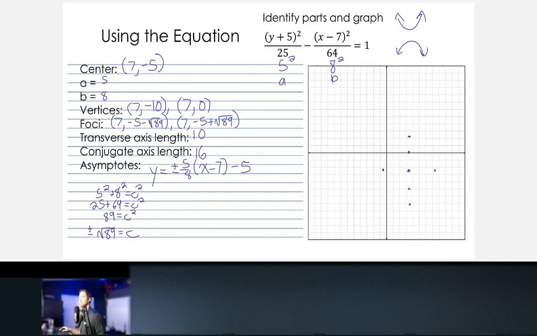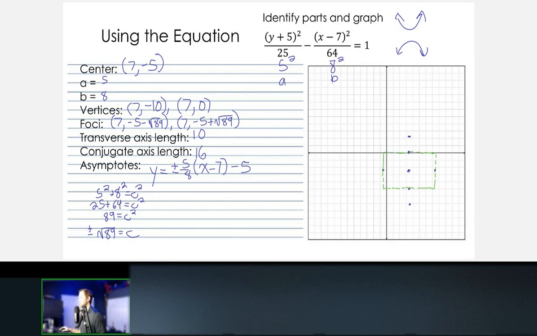and the conjugate vertice points too. I'm going to use a dashed line. That's going to look like this. All right, so there's my box around my vertice points.